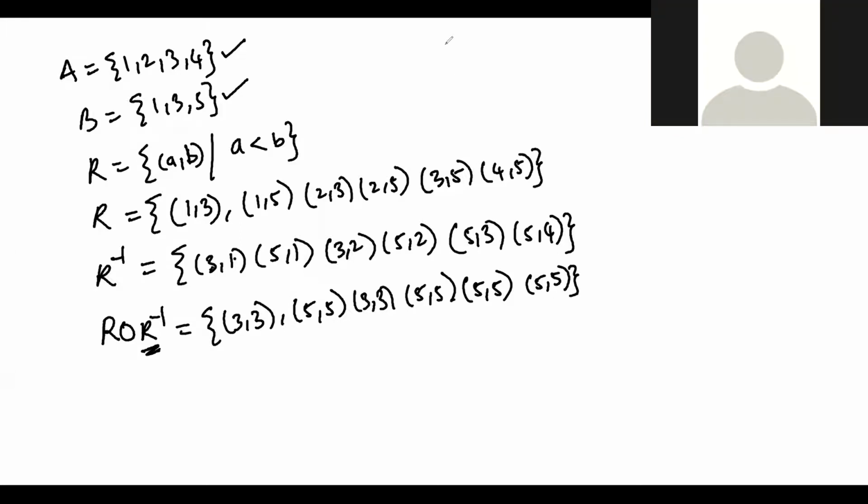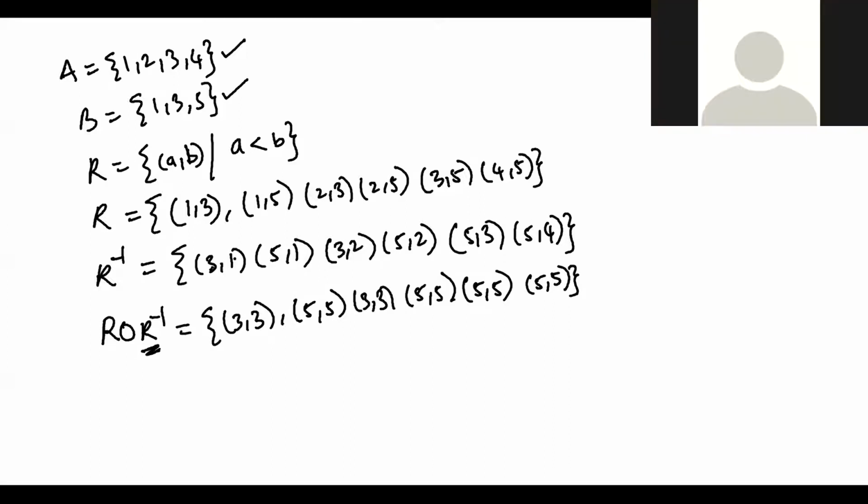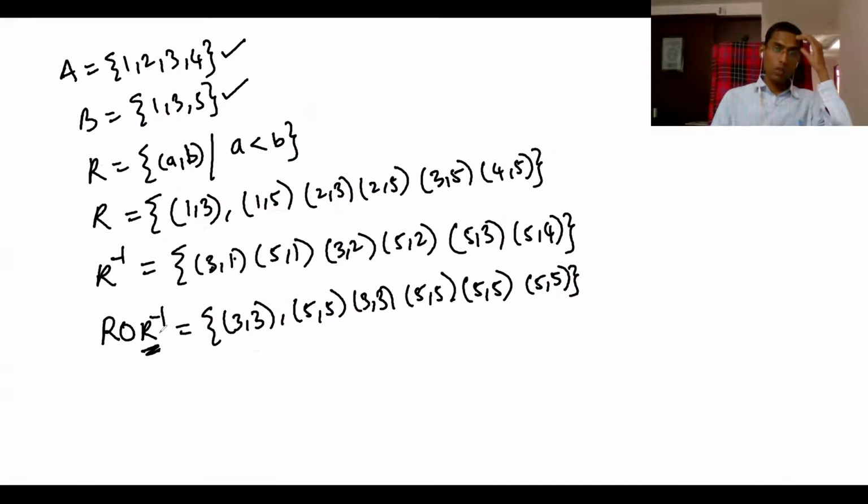Sir, once explain R circle R inverse. Yes, I'll explain. Here, see the question. R is a relation defined as less than from A to B. A is 1, 2, 3, 4 and B is 1, 3, 5. A comma B belongs to R when A is less than B. The question is what is R circle R inverse.